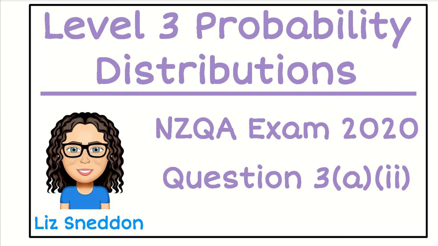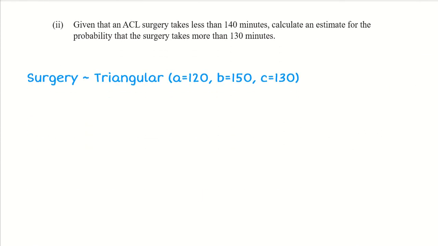Let's have a look at the answer to question 3A, part 2. So we've been told, given, that's an important word for us to know because that tells me I'm doing conditional probability, given that the surgery takes less than 140 minutes, calculate an estimate for the probability that the surgery takes more than 130 minutes. Okay, so here we've just got to identify this is talking about a conditional probability.